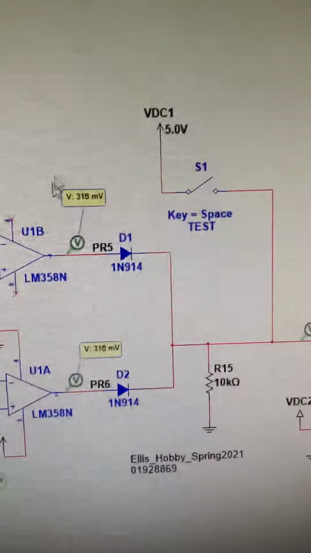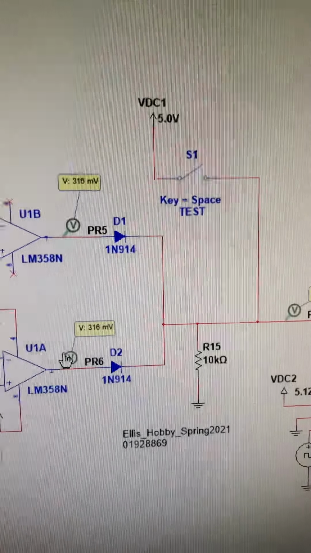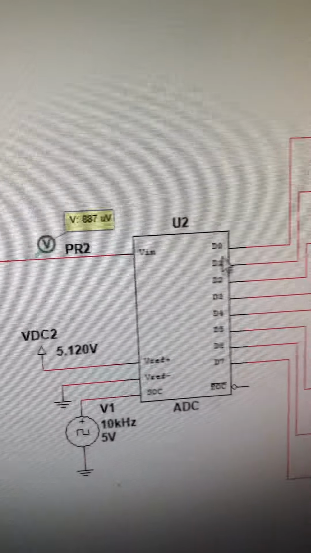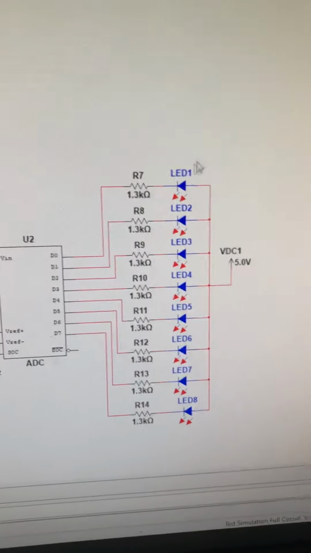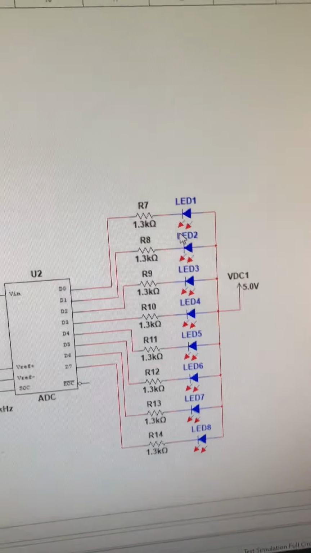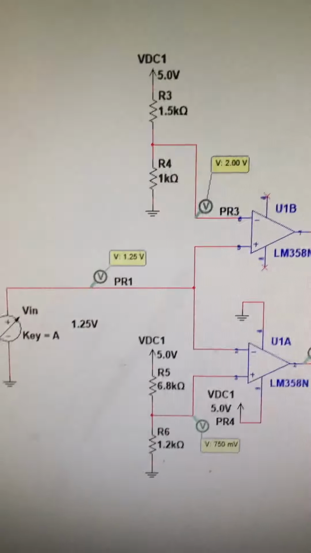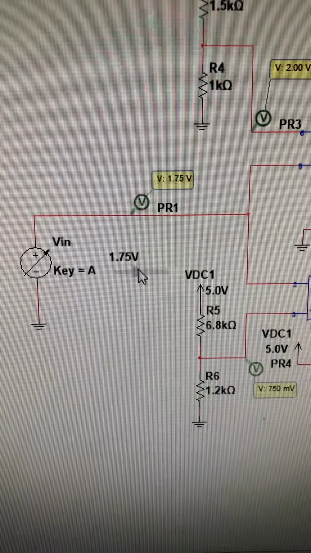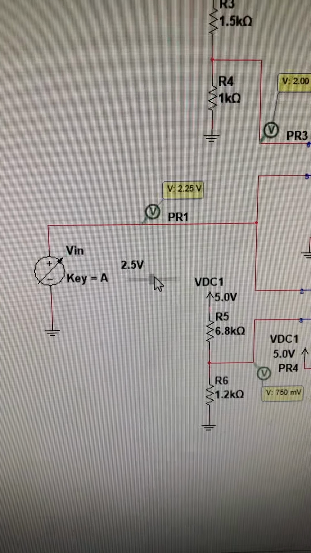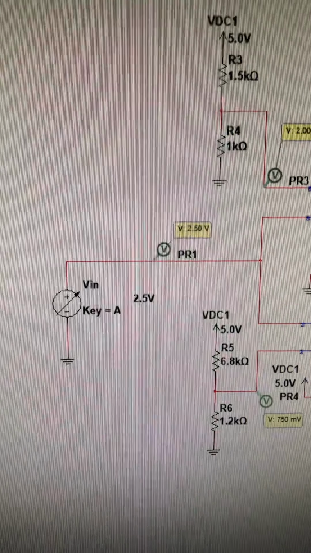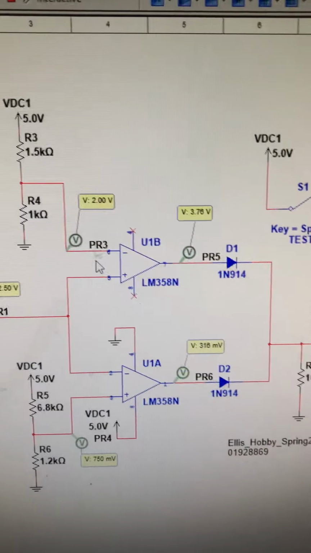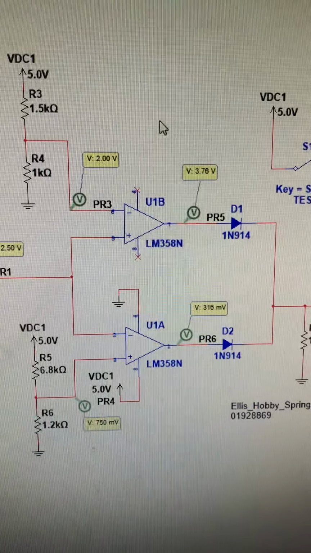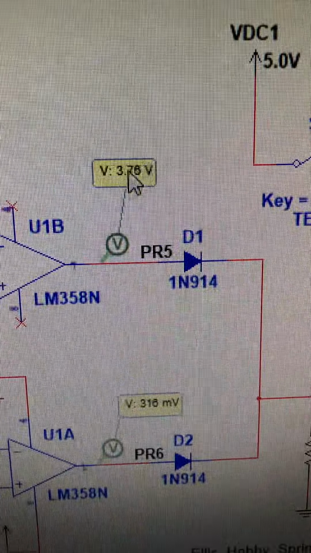So we essentially have nothing being output. This will be blocked by the diodes, and as we can see, we have 0 volts. So at 0 volts, all the LEDs are on, which is what we want. So if we go back over here, and let's kick this up to say 2.5 volts. So now this comparator should be kicked on to the high state, and as we can see, it is.